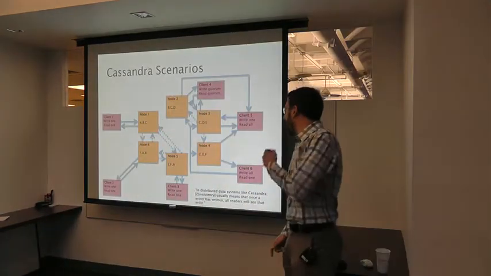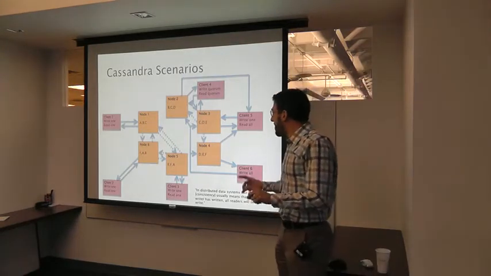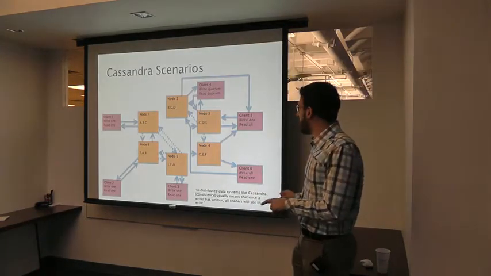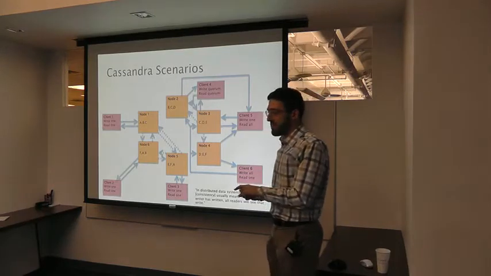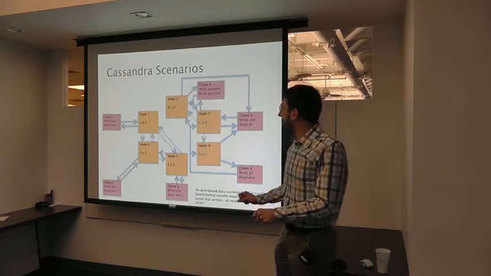Cassandra is where it gets a little more interesting. There's no way you're going to be able to interpret this, so bear with me. But I want to talk about it, because this really starts to illustrate why this notion of available and consistent starts getting really confused. All right?